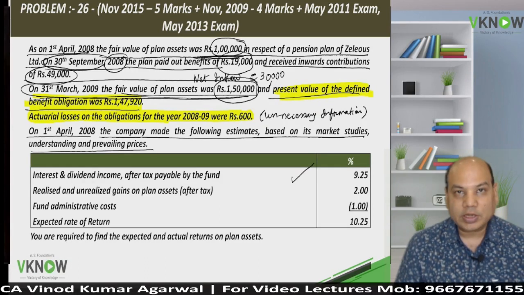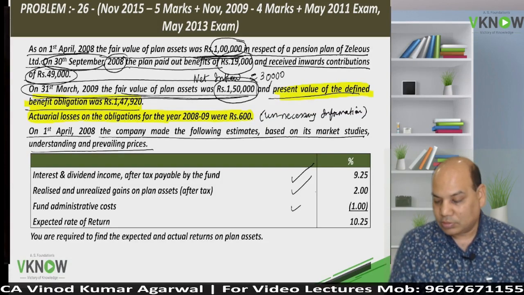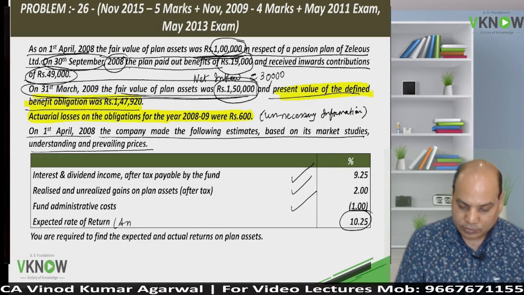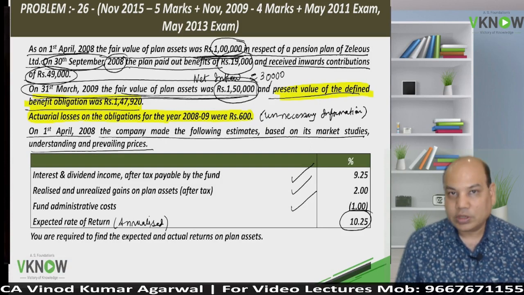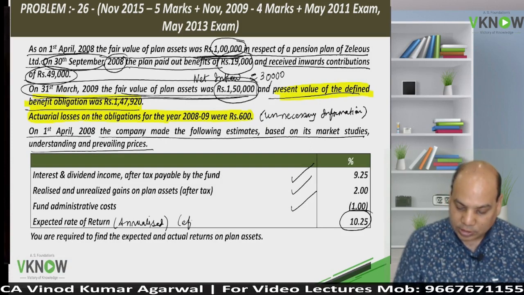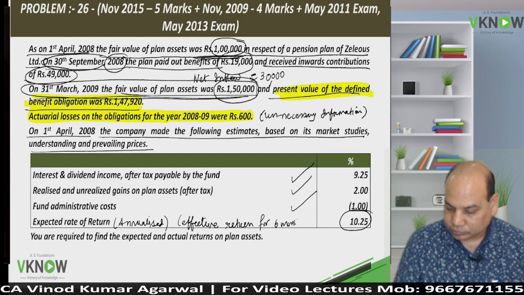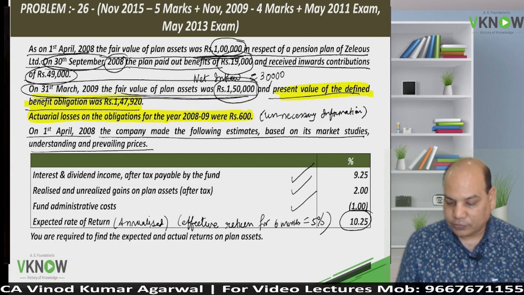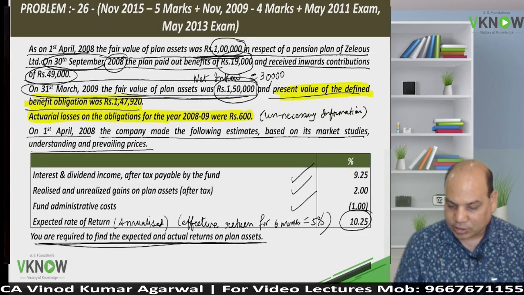Interest and dividend income 9.25%, realized and unrealized gain 2%, administration cost 1%. So your expected rate of return, this is annualized, write down, is 10.25%. And in the previous question I have already done. So the effective return for 6 months will be 5%. You are required to find out the expected and actual return.